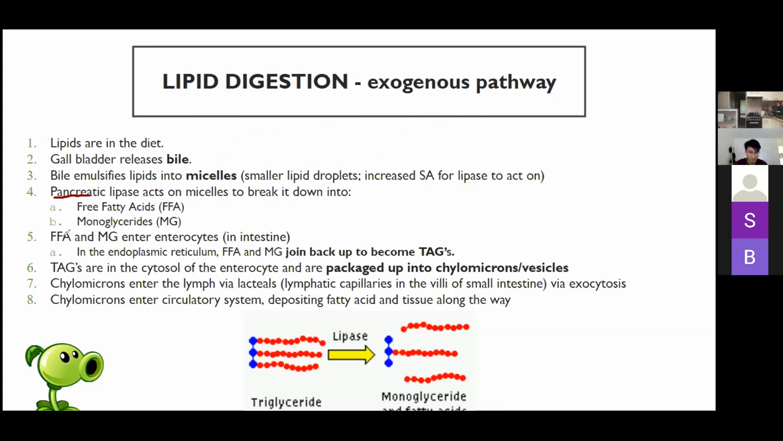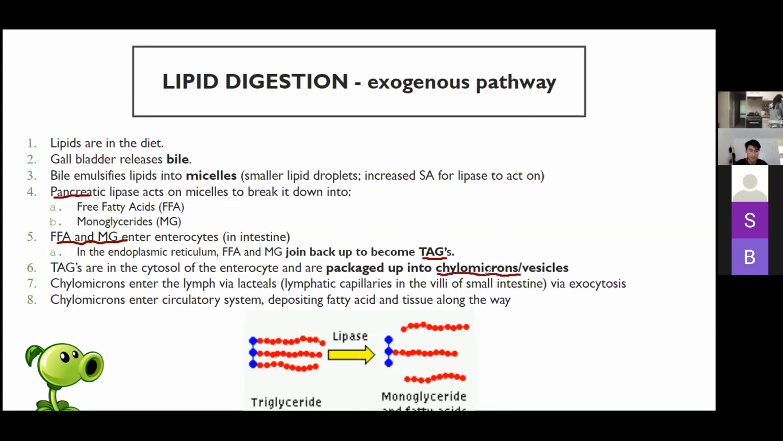And then after that, our free fatty acids and monoglycerides will become combined again to create TAGs. That's really important, right? So basically the fats get broken down, but then they get joined up again, just in a different form. They get joined up into triacylglycerides, or triglycerides. And what happens after this is that triglycerides are packaged up into chylomicrons. What chylomicrons basically are is a mixture of fats and proteins.